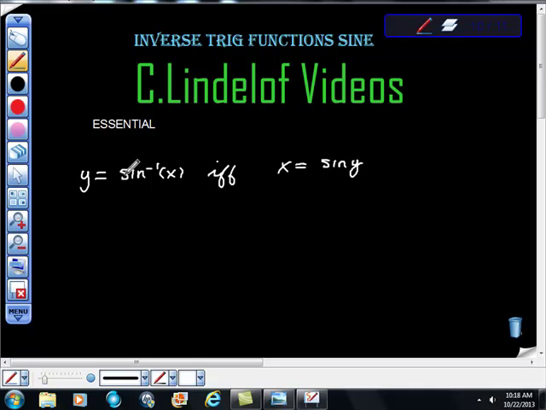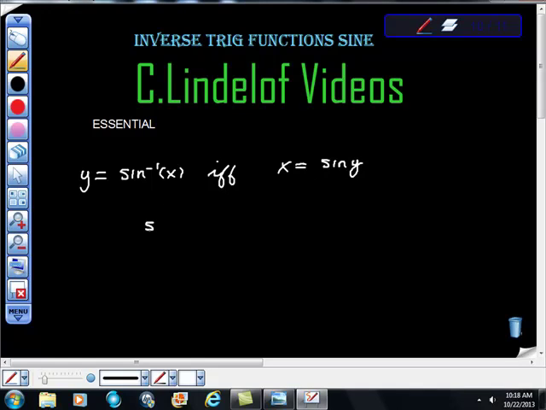So start with this definition, which says that y is equal to the inverse sine of x. This is not an exponential power. This is actually symbolic, and it is read "inverse sine of x," or the inverse of sine of x, if and only if x is equal to sine of y. And this is what it says. It's relatively simple.